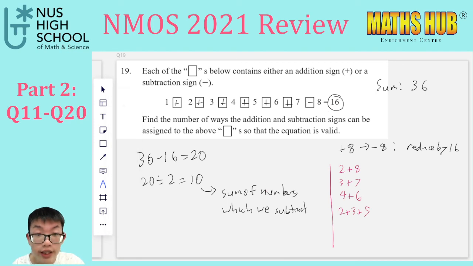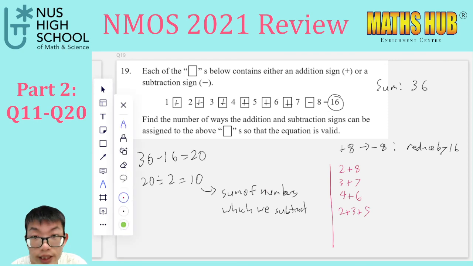Okay, let me clarify that when I say 2 plus 3 plus 5, it means that 2, 3 and 5 are the numbers that we subtract. So if you write it as minus 2, minus 3 and minus 5, this would be one acceptable way that you could get to exactly 16. I'll leave you to check why that works. So there are only 4 combinations here, so the answer is 4 ways.